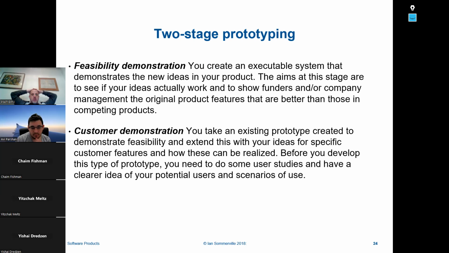Customer demonstration: you take an existing prototype created to demonstrate the feasibility and extend this with your ideas for specific customer features and how these can be realized. Before you develop this type of prototype, you need to do some user studies and have a clear idea of your potential users and scenarios of use. In other words, the feasibility prototype shows the main thing that it does, but the customer demonstration may have some features that a customer actually wants, not just the main functionality of the software.